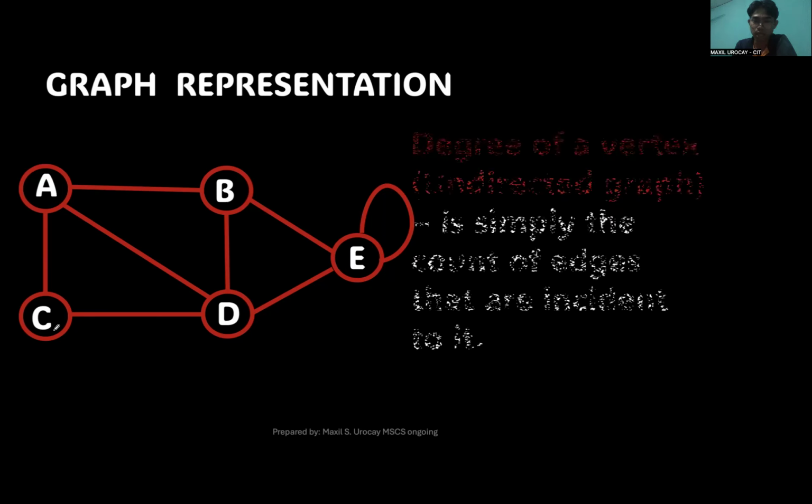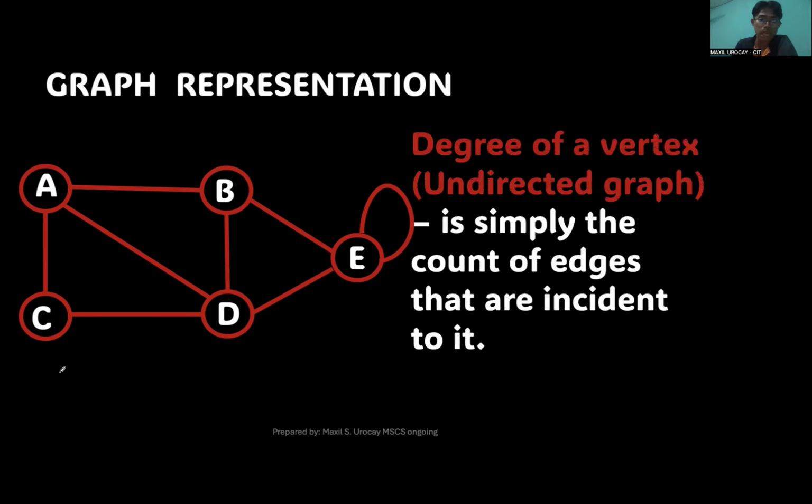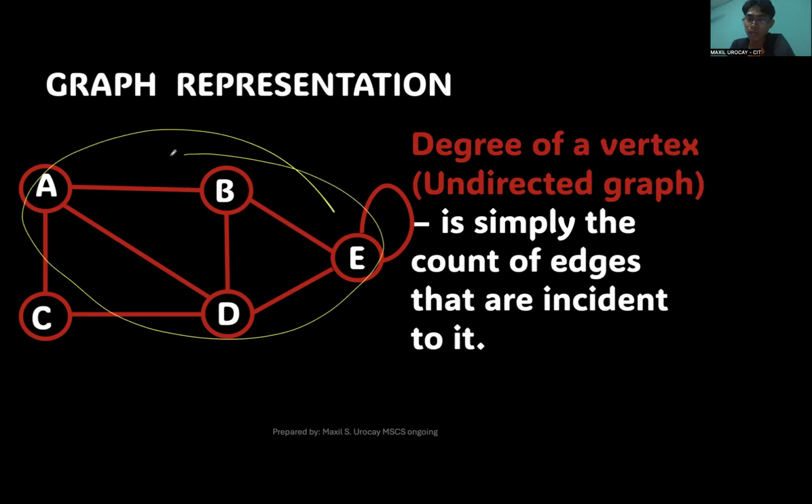Let's check that later on. This is actually a degree of an undirected graph, since our graph right now in the presentation is undirected, which means there is no specific direction. In an undirected graph, the degree is simply the count of edges incident to that vertex. So if you count that, what will be the incident of A?